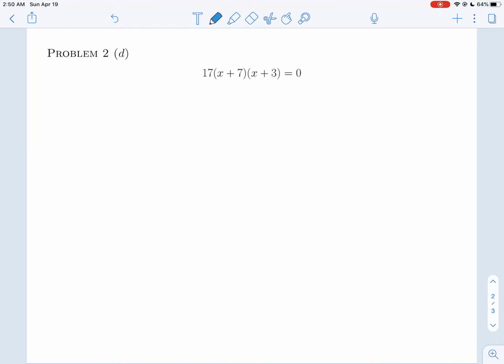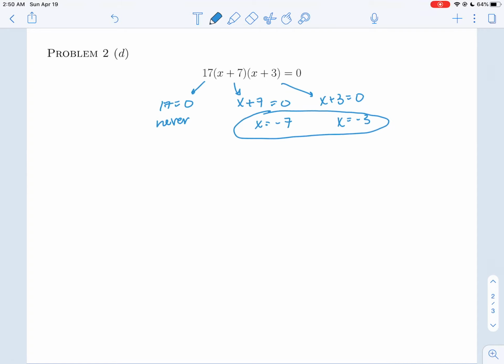And there's a few different ways I can think about that. So the first way is that I can break it into three different objects. 17 is one of the objects, x plus 7 is one of the objects, and x plus 3 is one of the objects. So what I want to do is I want to say when is 17 equal to 0? When is x plus 7 equal to 0? And when is x plus 3 equal to 0? Well, you'll notice that 17 is never equal to 0, so that's not going to give us any more x values. Right, x plus 7, that'll give us an x equals negative 7, and then the x plus 3, that'll give us x equals negative 3. So we're going to have two solutions here, that negative 7 and negative 3.